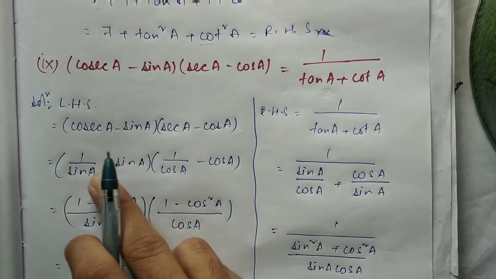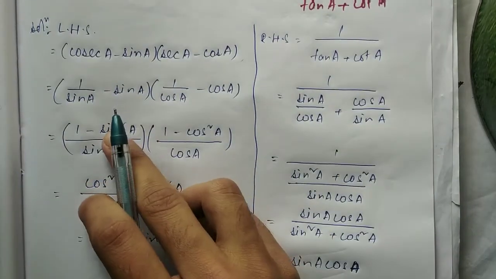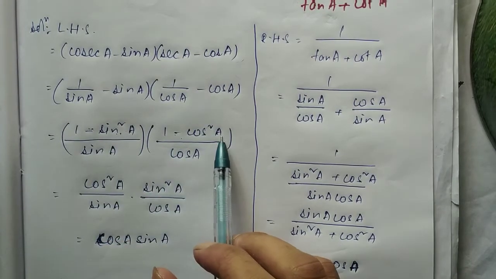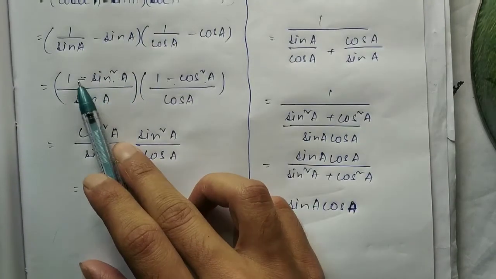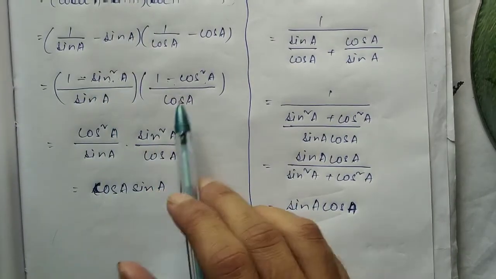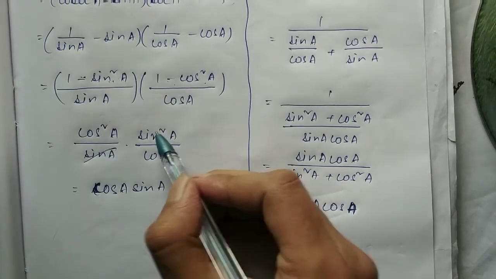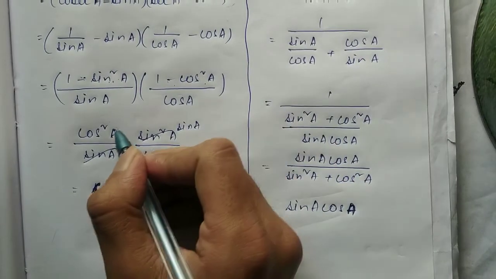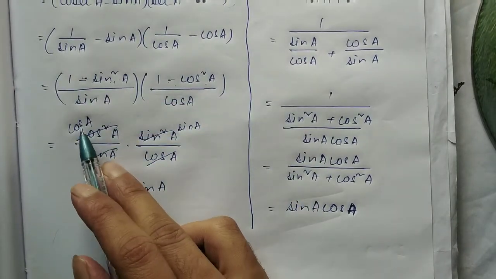We convert cosec A in terms of sin A and sec A in terms of cos A, and then we take the LCM and we get (1 minus sin square A) into (1 minus cos square A) in the numerator and sin A into cos A in the denominator. Then 1 minus sin square A is equal to cos square A, and 1 minus cos square A is equal to sin square A. This sin A and sin square A get cancelled to remain with sin A, and this cos square A cancels and gives us cos A. So we remain with cos A into sin A.